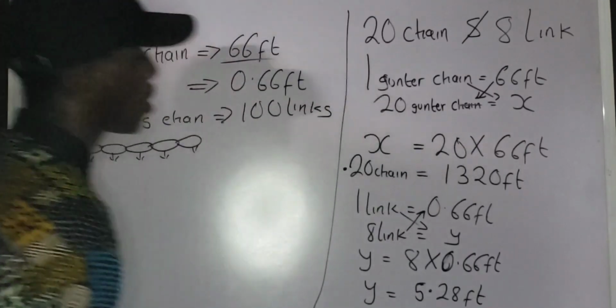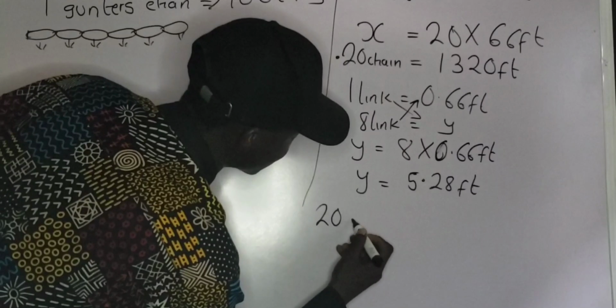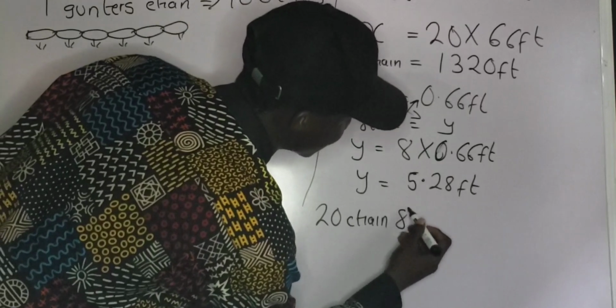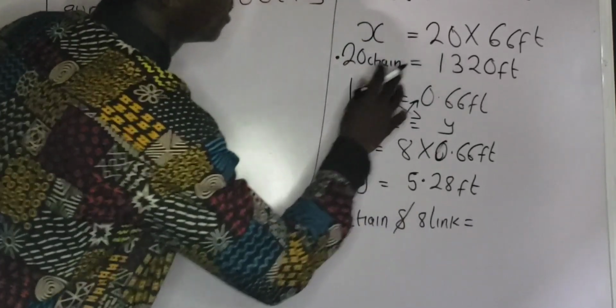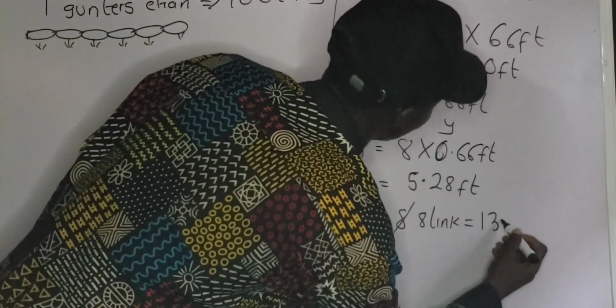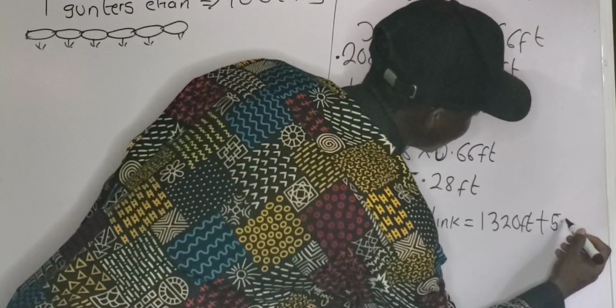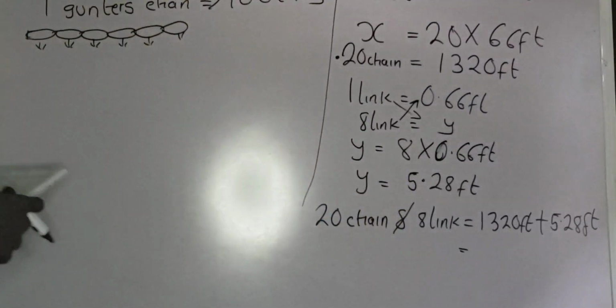So now we have converted both the 20 chain and the 8 link to feet. The next step is that we are going to add both of these together. Don't forget, we are dealing with Gunter's chain. 20 Gunter's chain and 8 link is equal to 1,320 feet plus 5.28 feet. If you add this together, you are going to get 1,325 feet.